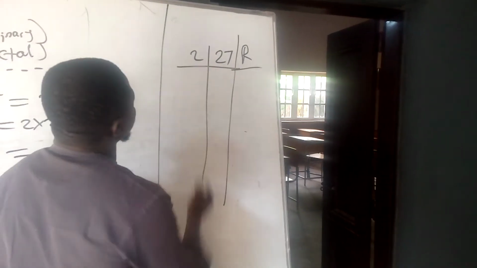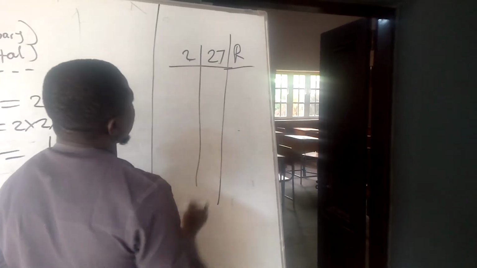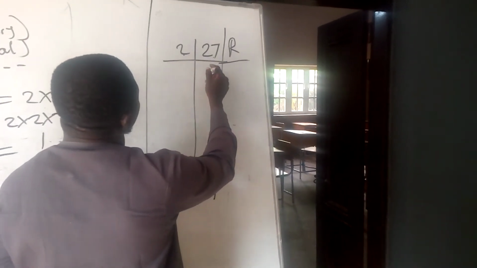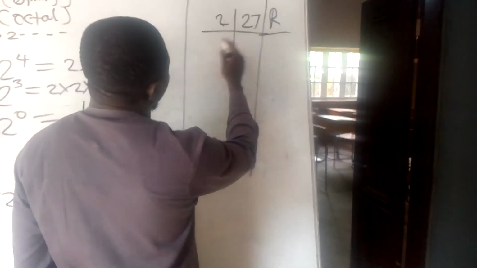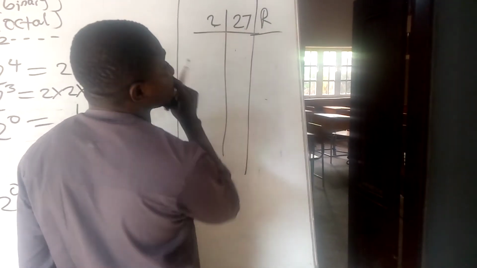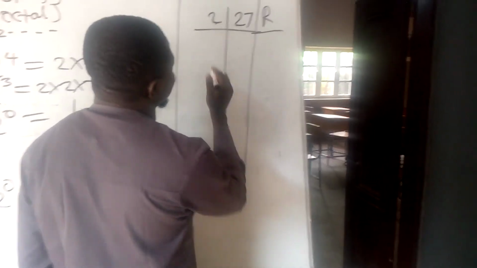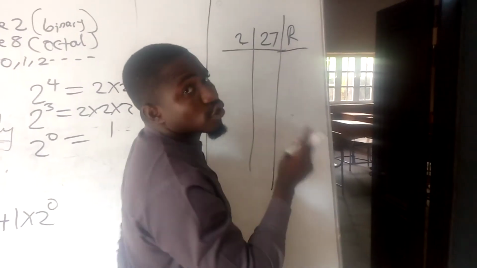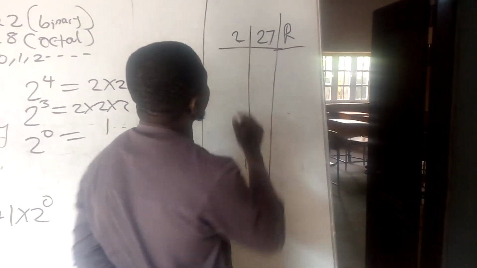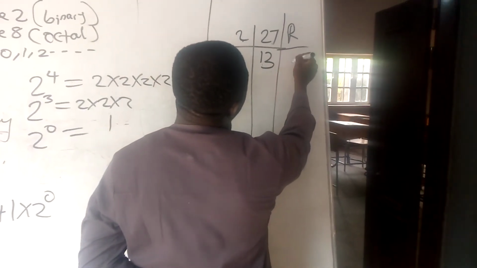Now to prove this, 2 divided into 27, it's not 12, it should be 13 there, sorry. Because 2 times 13 should give us 26. So we have 13 here, remainder 1.